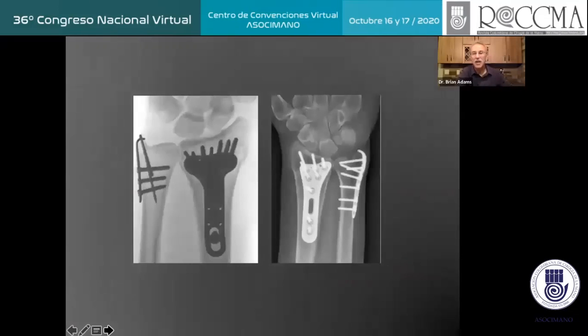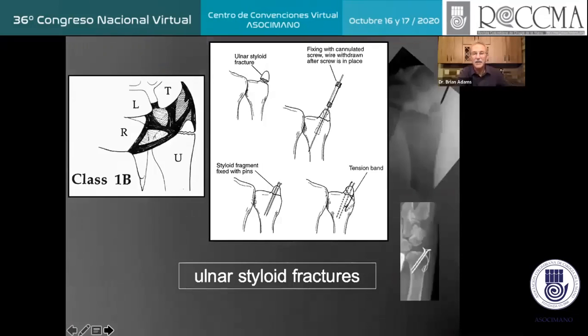There have been various mechanisms to treat displaced ulnar styloid fractures, but often the hardware becomes very irritable for the patient. So the less fixation that we can use, the better. There are often descriptions of using screws, wires and tension bands, but these can also irritate the patient.